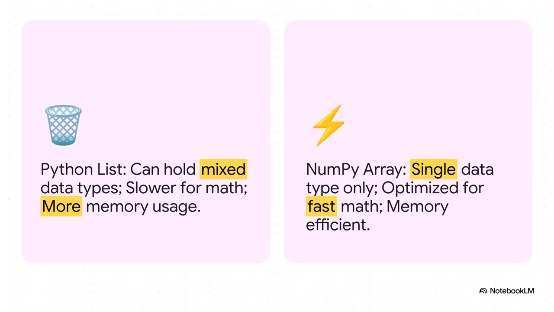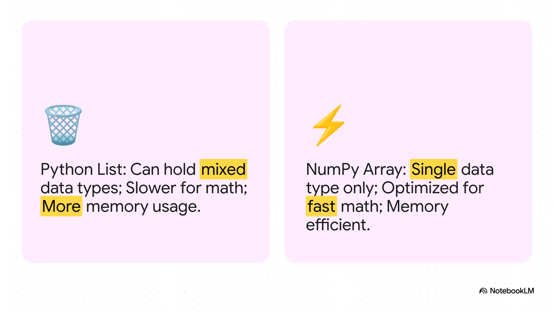Okay, so let's get right to the heart of it. The big problem with regular Python lists for heavy-duty math is actually their greatest strength: flexibility. You can think of a Python list like a junk drawer in your kitchen. You can toss anything you want in there: a number, a word, a true-false value, another list. It all fits, but it's not really organized for any specific job.